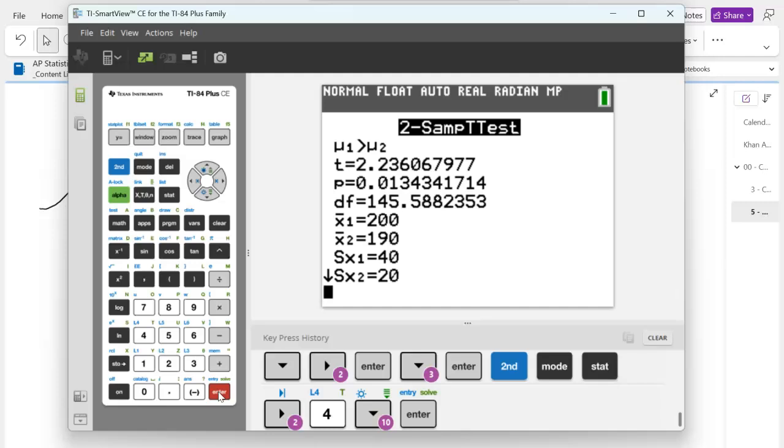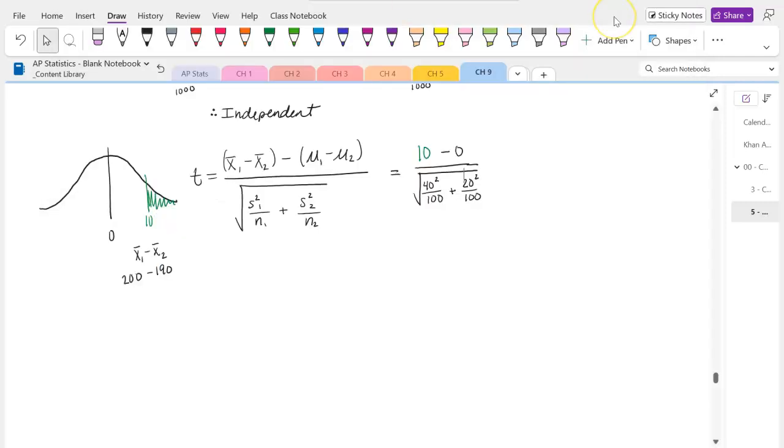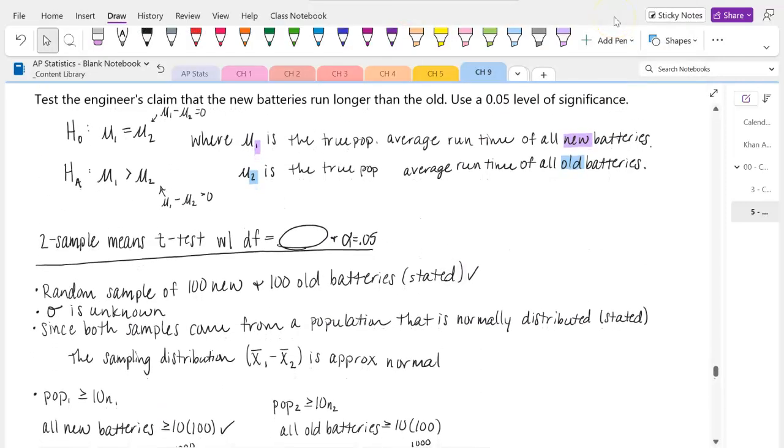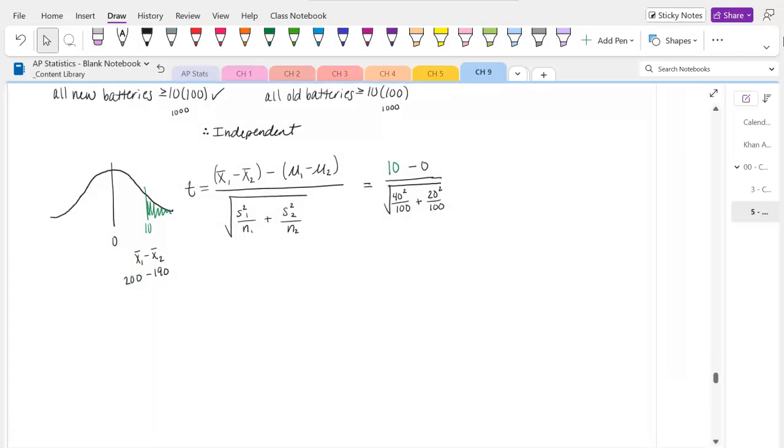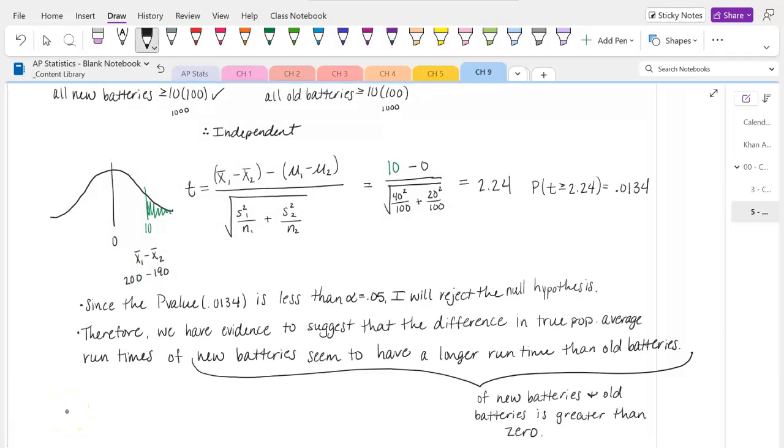Go ahead and calculate. You've got your t-stat, your p-value, and then don't forget to fill in your degree of freedom, 145.6 at the top up here, 145.6. Go ahead and put all of your numbers down and then write your conclusion. So based on our data, we can conclude that new batteries seem to have a longer runtime than old batteries.